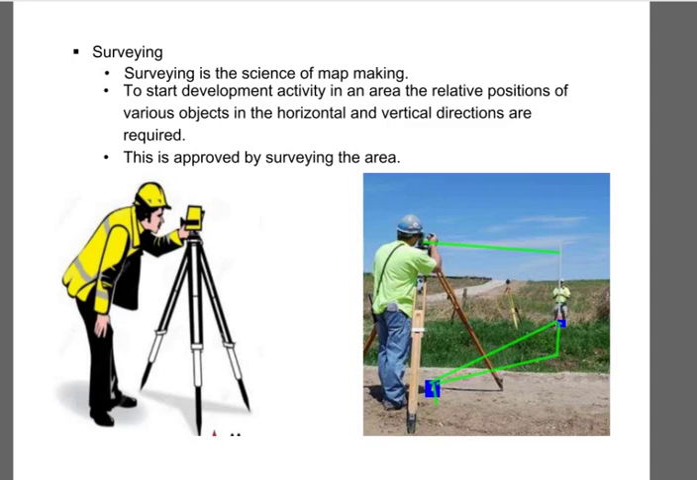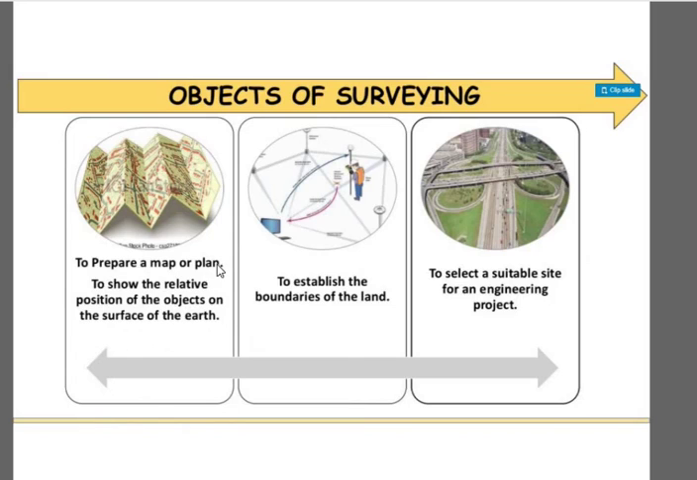So let's move on. The object of surveying is to prepare a map to show relative positions of objects on the surface of the earth, then to establish boundaries. For example, any boundaries can be established by using surveying. Also to select a suitable site for an engineering project. For example, if you are doing a survey of a particular area, you will identify the levels of the ground. So you will select those points which are almost at a similar level, so the cost of cutting and filling is reduced. The ground level is almost the same, so for road and railway work, whatever site you have to select, that is done by using surveying techniques.